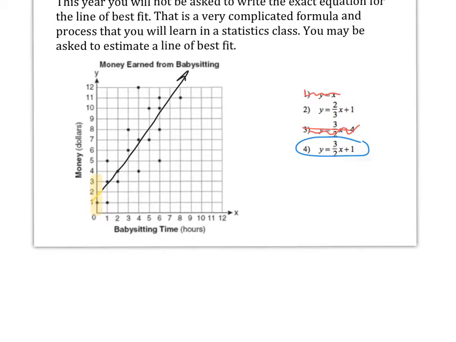And if we were looking for which would be the closest slope, 3/2 would definitely work over the 2/3. So again, this was approximating a line of best fit by drawing in our line of best fit as well as we can, and then approximating the y-intercept, calculating the slope, and then figuring out our equation for the line of best fit.